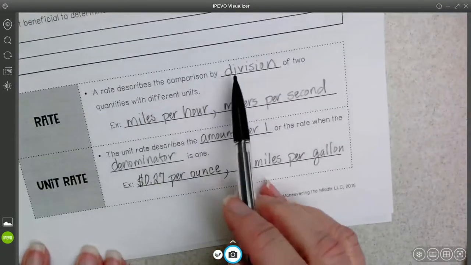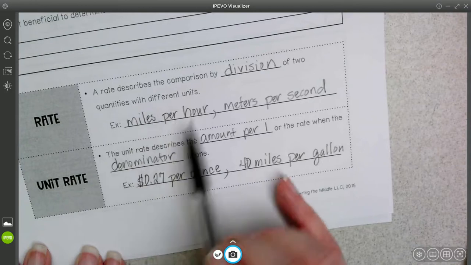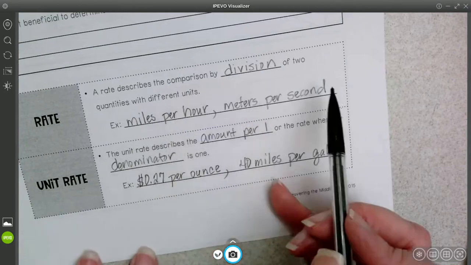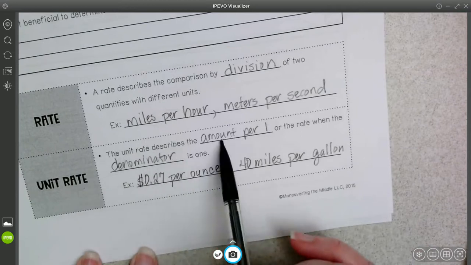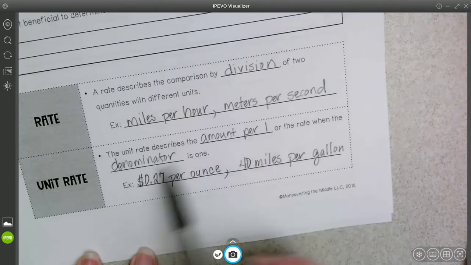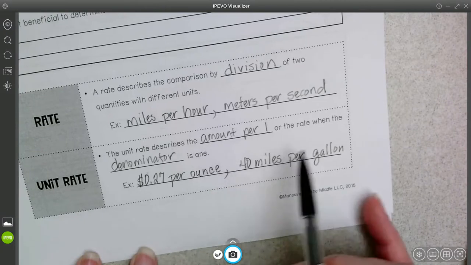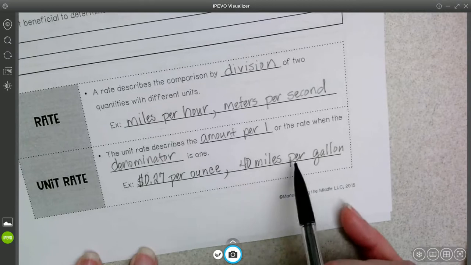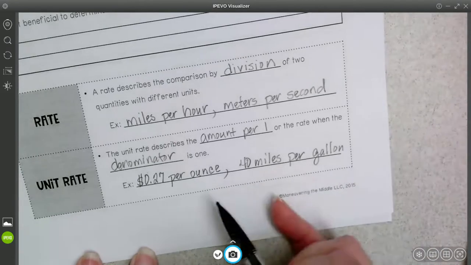A rate describes the comparison by division of two quantities with different units. For instance, miles per hour, how fast your car travels per hour, meters per second. The unit rate describes the amount per one, or the rate when the denominator is one. So it's how much you pay per ounce, 27 cents per ounce when you're looking at a soda or whatever. 40 miles per gallon. Your car can drive 40 miles on each gallon of gas, okay? So that's what unit rate is when you're bringing it to one, okay?